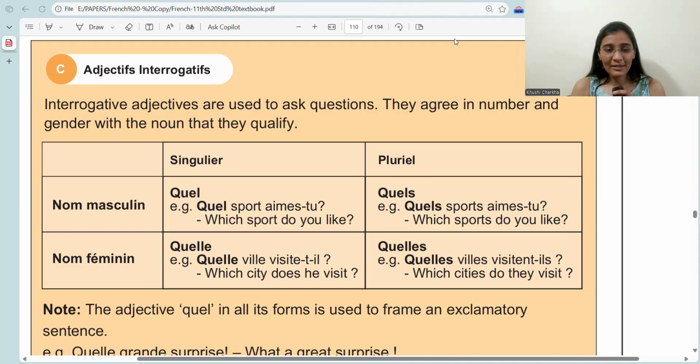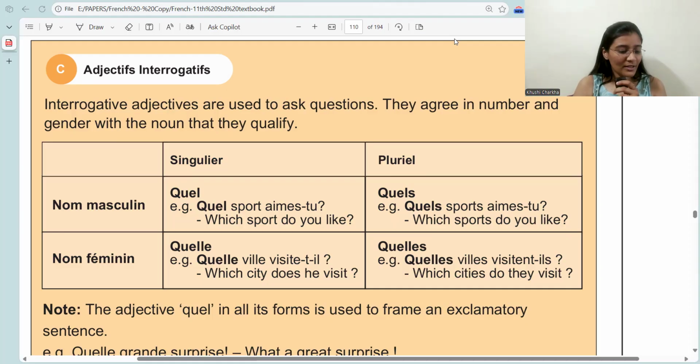So for masculine singular we have QUEL, pronounced as kel. For masculine plural we have QUELS. For feminine singular we have QUELLE, kel. For feminine plural we have QUELLES. Pretty much easy. Quel is masculine singular. Quels with an S is masculine plural. Quelle is feminine singular. Quelles with an S is feminine plural.